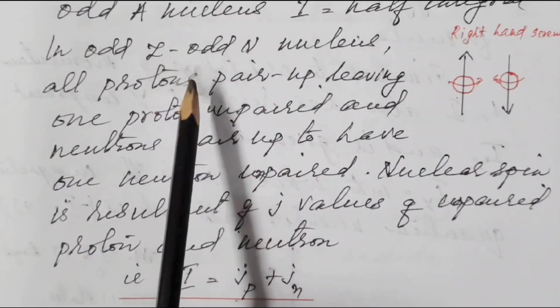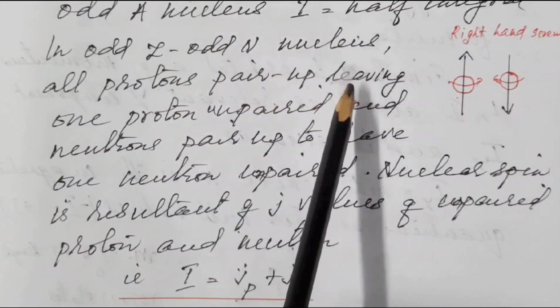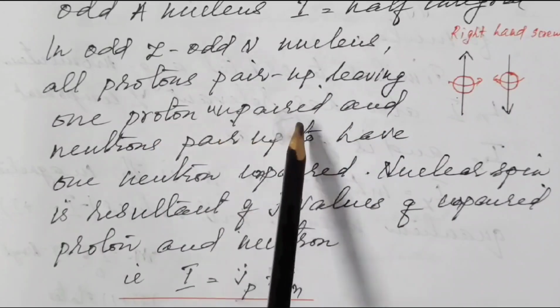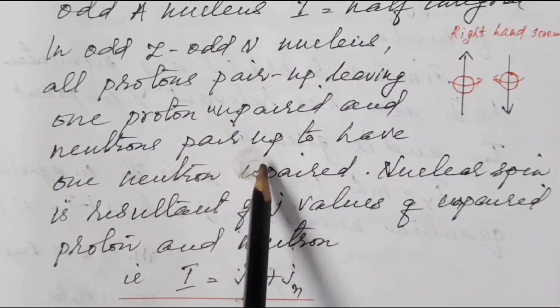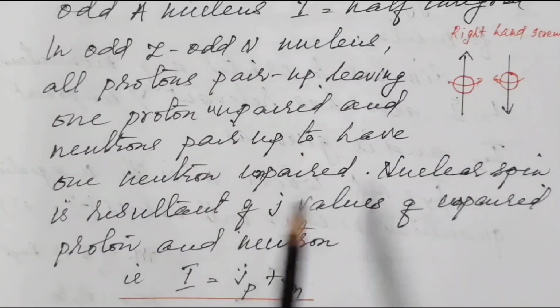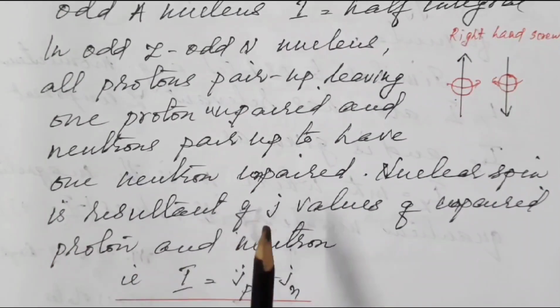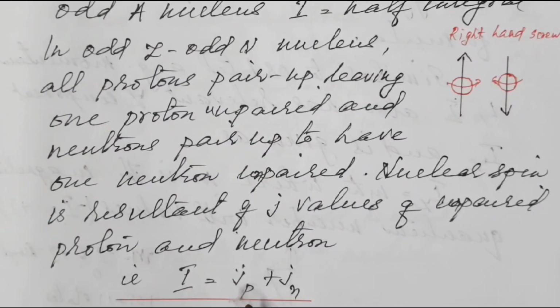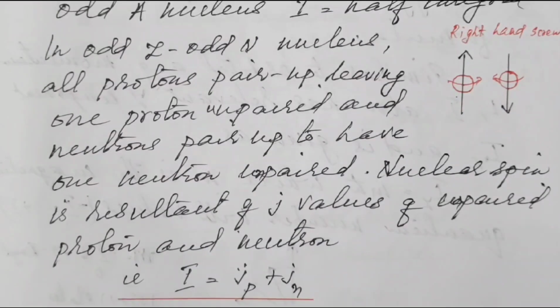In odd Z and odd N nucleus, all protons pair up, leaving one proton unpaired, and neutrons pair up to have one neutron unpaired. Nuclear spin is the resultant of J values of the unpaired proton and neutron, that is, nuclear spin I is equal to the total angular momentum of a proton plus that of the neutron, Jp plus Jn.